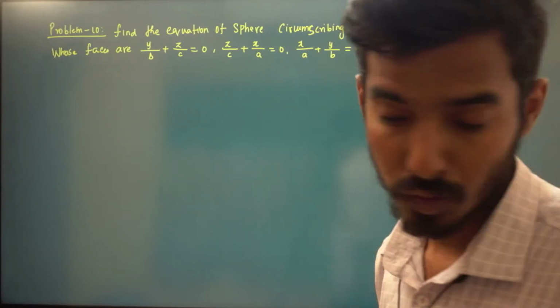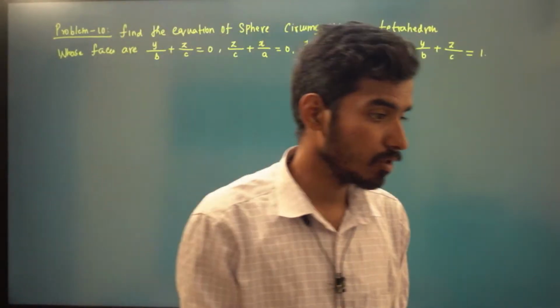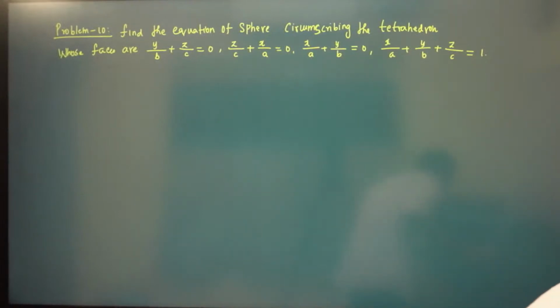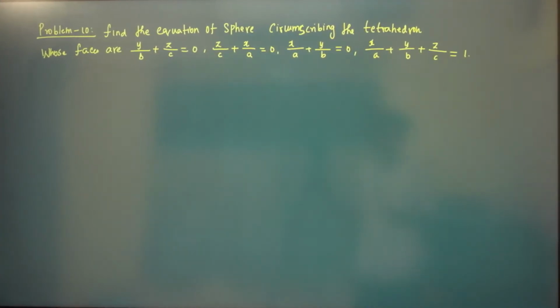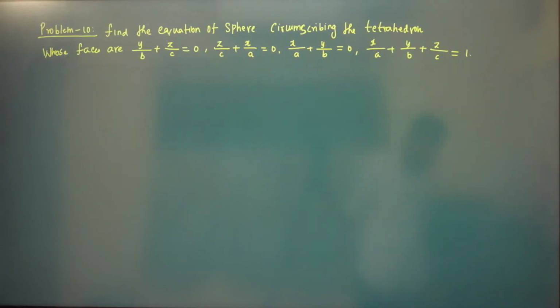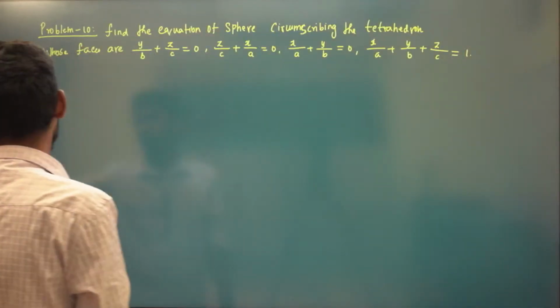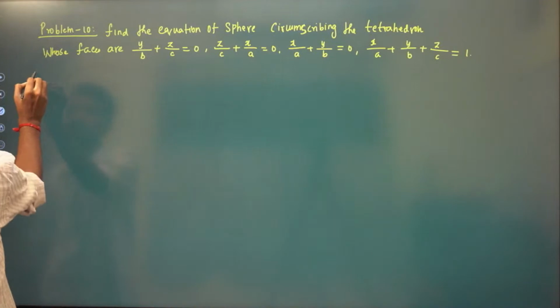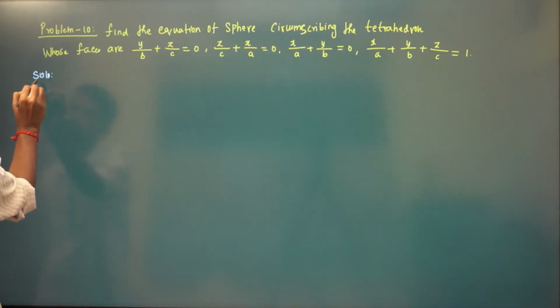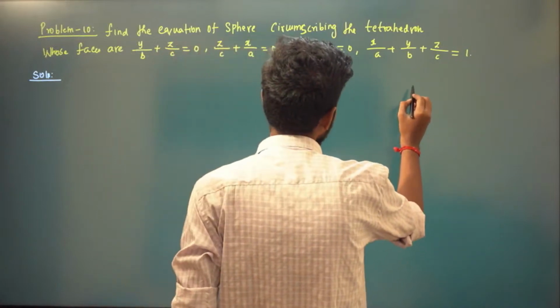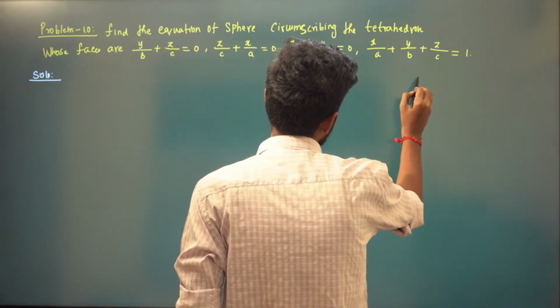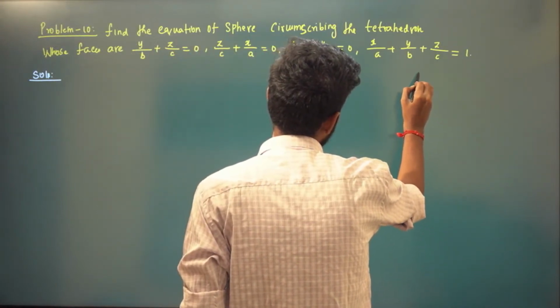Everything is clear, right? Okay, so we need to find the equation of the sphere that is circumscribing the tetrahedron. They have given 4 faces of the tetrahedron. See, first we need to find the vertices, right? Find the vertices. So we have a tetrahedron, right?